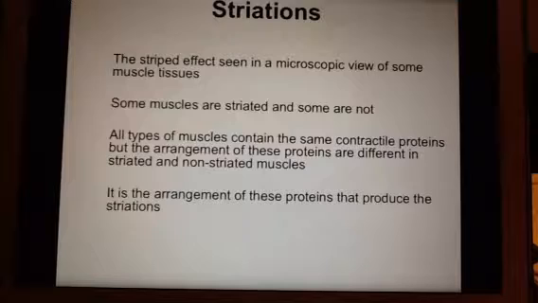So let's talk about those striations. We see those stripes when we look at the microscope view of some of the muscle tissues, specifically skeletal muscle and cardiac muscle. Some muscles are striated and some aren't. But the arrangement of those proteins is what's different, and that's why we see some striations in some muscles and not in other muscles. It's the arrangement of those proteins that makes the striations.